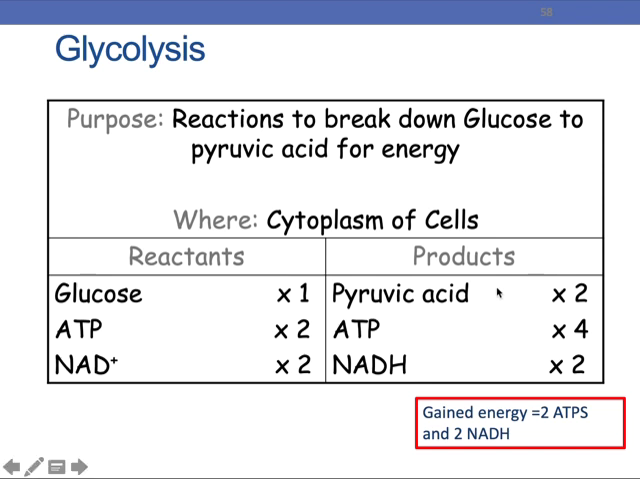So what are the products? You have pyruvic acid, you have 2 of them. You have ATP, you have 4 of them. You have NADH, you have 2 of it. But the net energy gain is 2 ATP and 2 NADH. 2 ATP because you already used 2 here. You subtract the 2 from the 4 that is formed, you end up with 2 ATP.